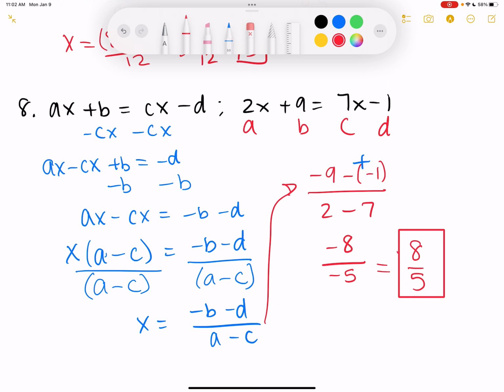Wait a second. Do I have this problem copied right? 2x plus 9. Trying to make sure I have this problem copied right, because that's not the answer that they have. What is going on? 2x plus 9. Okay, I'm going to go back and check this really quick because it looks like something's wrong.